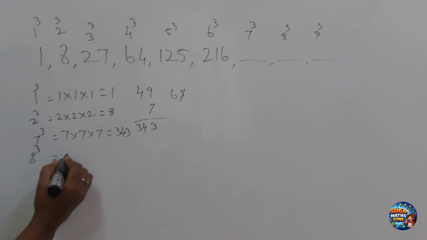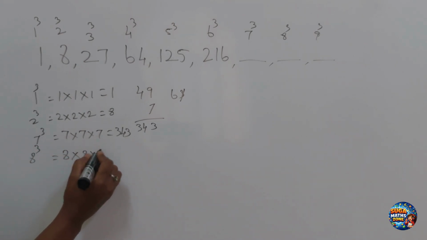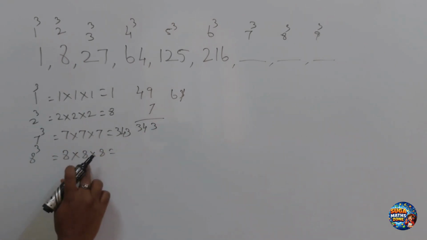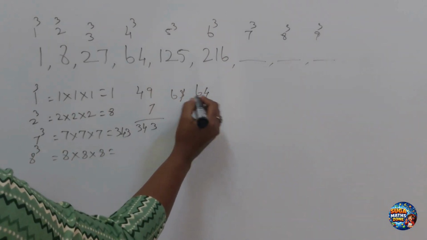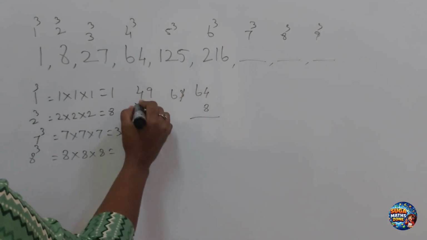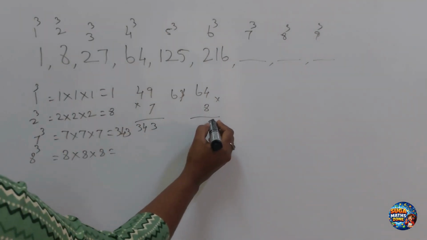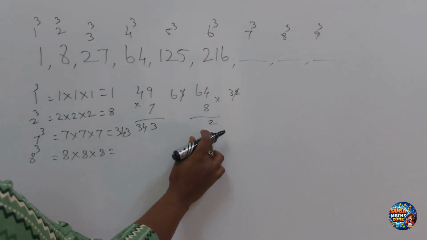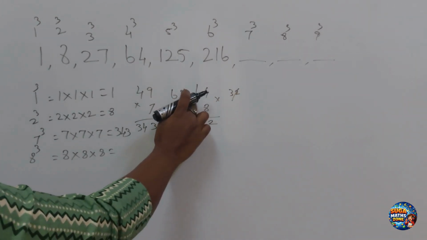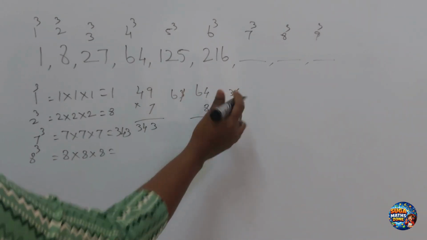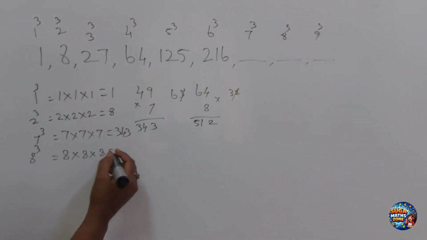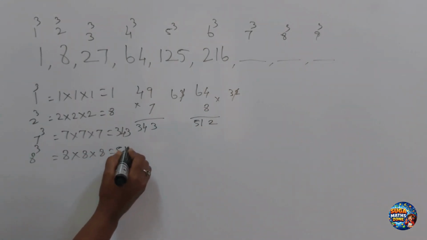Then 8 cube. So 8 is multiplied 3 times. 8 8s are 64. 64 into 8. 8 4s are 32. So 2 is here and 3 is remaining. 8 6s are 48. 48 plus 3, 51. So 8 cube is 512.